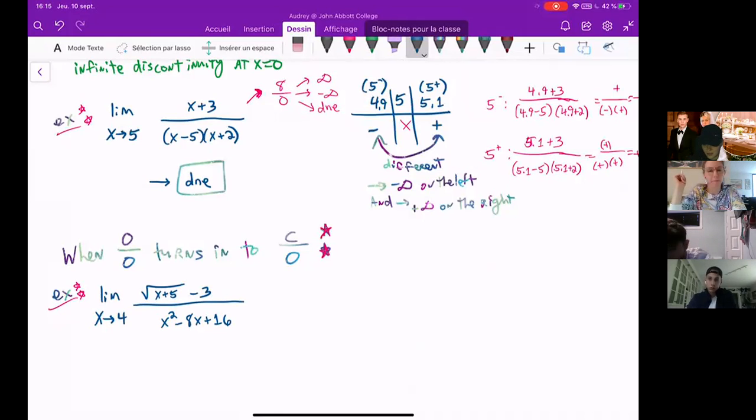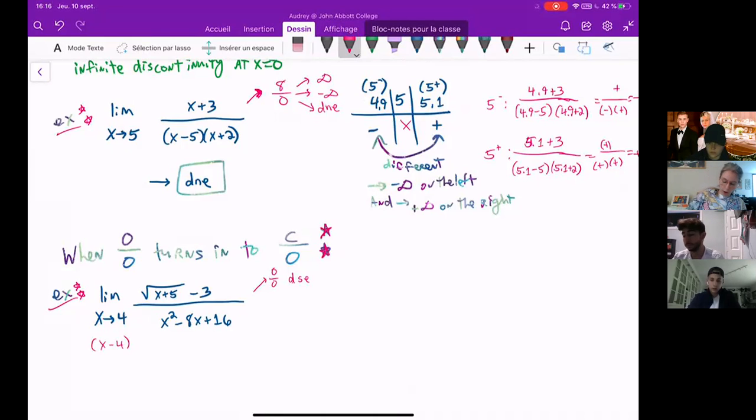What happens when I plug in? I get 0 over 0, which we know is an indeterminate form. That means that we should do something else. What's the factor that I know I have? X minus 4. Exactly. I'm trying to eliminate my x minus 4. What method am I going to use in this case? Rationalize. I'm going to rationalize.